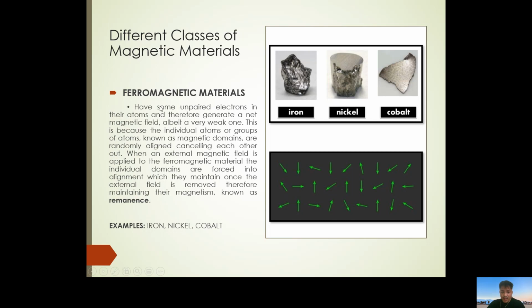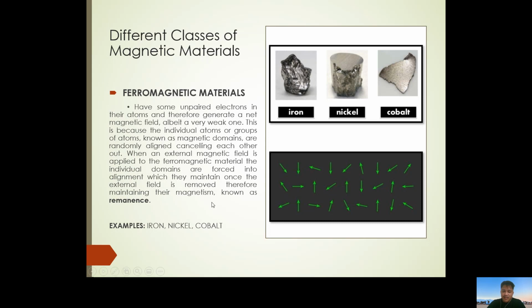The first one is the ferromagnetic material. These have some unpaired electrons in their atoms and therefore generate a net magnetic field, albeit a very weak one. This is because the individual atoms or groups of atoms known as magnetic domains are randomly aligned, canceling each other out. When an external magnetic field is applied to the ferromagnetic material, the individual domains are forced into alignment, which they maintain once the external field is removed, therefore maintaining their magnetism, known as remanence.